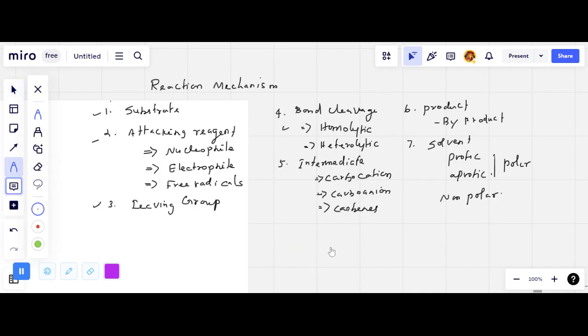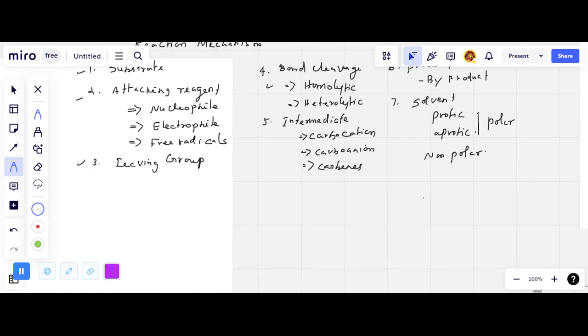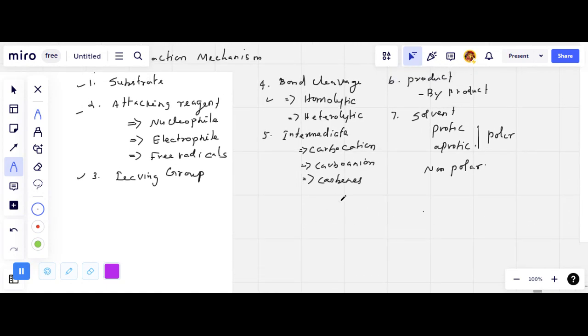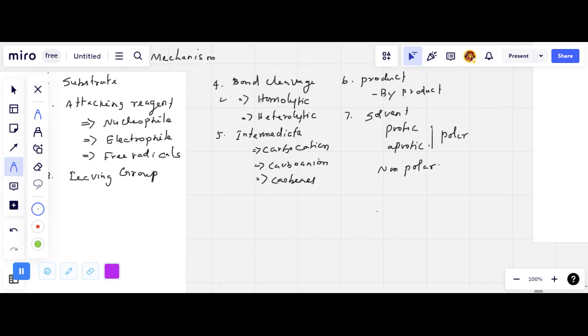Then today we are going to see about the intermediate. So now, in intermediate, there are carbocation, carbanion, and carbenes. We will discuss. After that, it's the product. We know about the product, either product and byproduct. Then the seventh one is the solvent. Solvent may be polar or non-polar. If it is polar, again it's two types: protic, aprotic. So the whole thing takes place in a liquid medium, so the solvent is very, very important. We will see one by one.